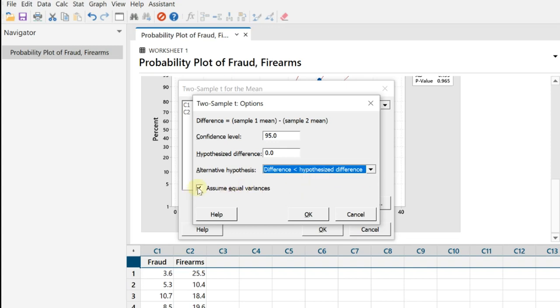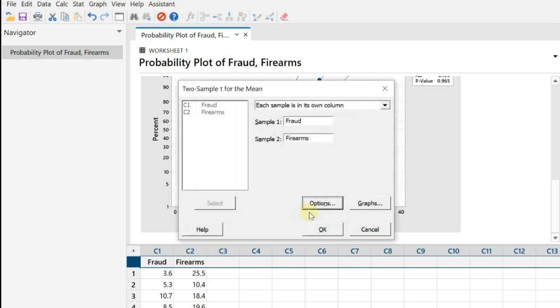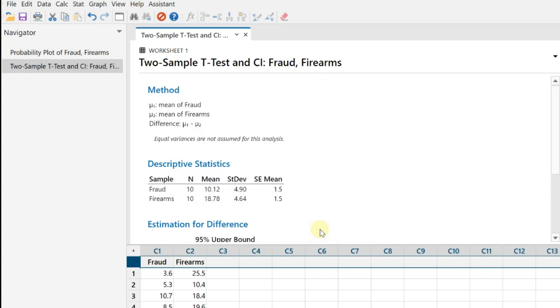And then uncheck. Yours by default is unchecked. Mine was checked because I ran it the second time in my notebook, assuming equal variances. So for you, when you do it, it should be unchecked, and keep it unchecked. With it unchecked, we're doing our first criterion without assuming equal variances. And then hit OK. And OK again. And there you go. This is how I got that output.